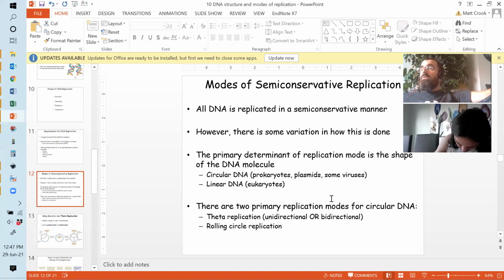And there's also rolling circle replication, which is really more for viruses and also plasmids, which are like a form of extra chromosomal DNA for bacteria. What they carry there, well, many of them carry virulence determinants, antibiotic resistance genes, toxin genes, stuff like that.